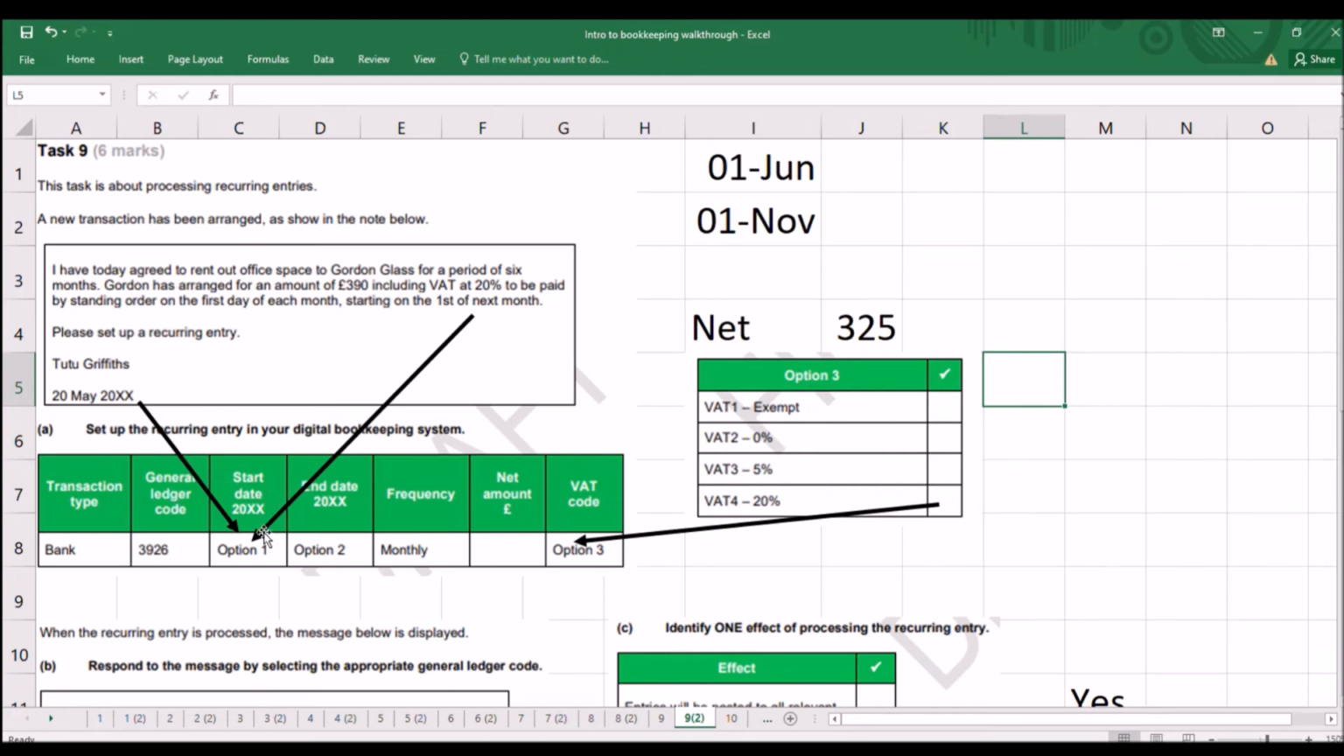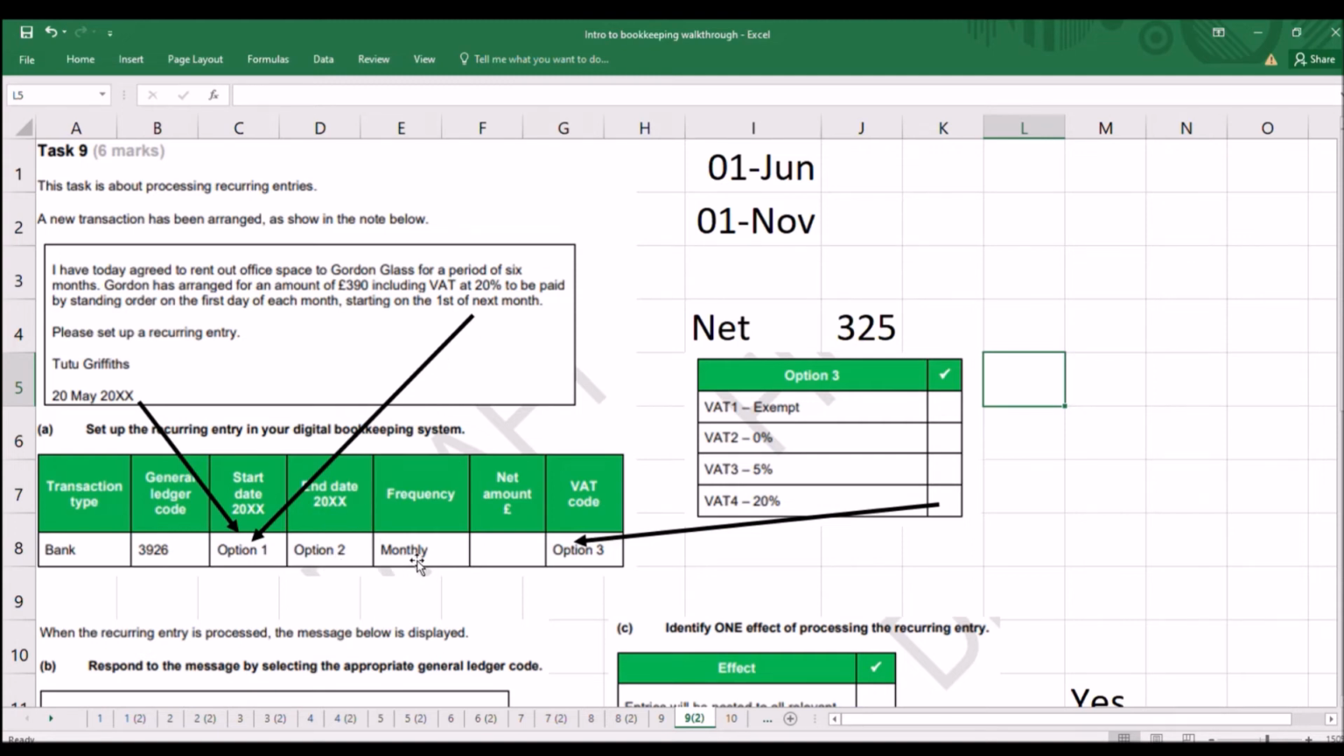So start date in there. It's going to be paid on the first of the next month. So it's the 20th of May now. First of the next month is going to be the 1st of June. That's going to be the answer for the first one, 1st of June. And then in terms of our second one, it's going to go 6 months, isn't it? So June, July, August, September, October, November. So 1st of November is the end date.